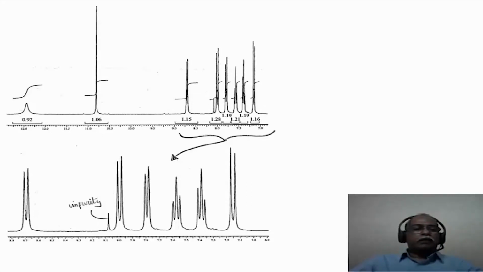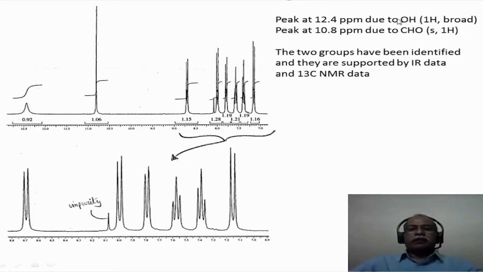There is a peak at 12.5 or so, which has a very high chemical shift value, and it is also broad. This is probably because of an OH kind of a hydrogen present in this system. A one hydrogen intensity broad signal would correspond to an OH kind of a system. Then you have another signal around 10.8 or so. It is also a singlet of one hydrogen intensity. This is a very characteristic region for the aldehyde functional group. So we have identified both functional groups, one as the hydroxy functional group, the other as an aldehyde functional group.